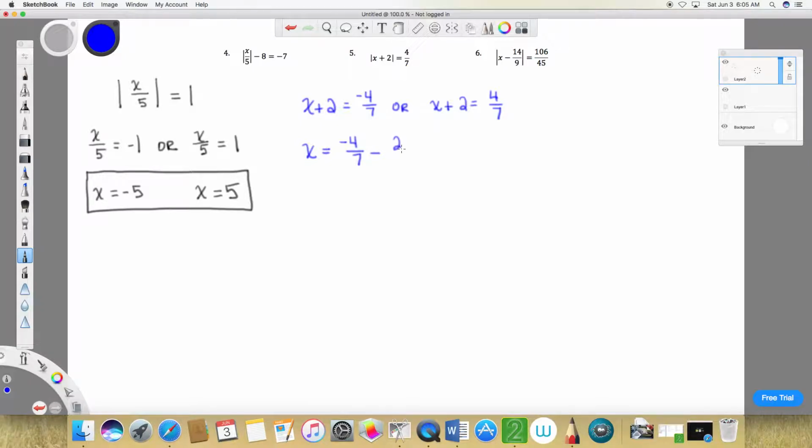But we need to write 2 with a denominator of 7. So we're going to multiply it by the number 1, but we're going to write 1 as 7 over 7. So that allows us to get a common denominator. So we have negative 4 minus 14 over 7, which gives us negative 18 over 7.